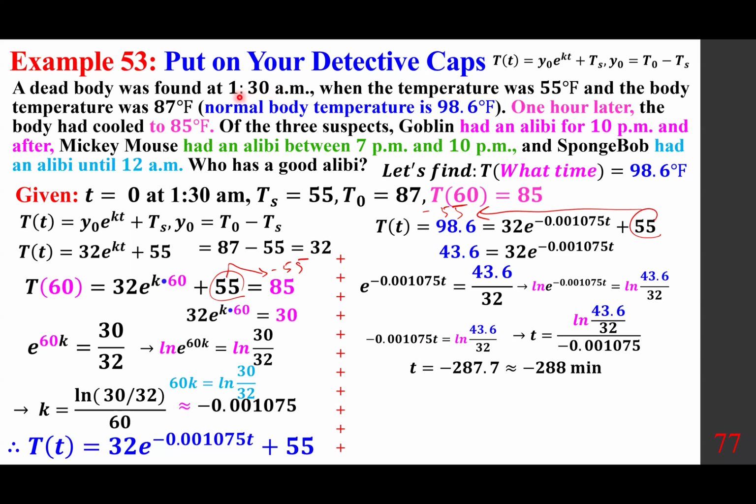the body was found at 1:30 a.m. Subtract this many minutes, so 1:30 a.m. minus 288 minutes makes it 8:42. And just to give you an idea, class, 300 minutes means 5 hours. 1:30 minus 5 hours means 8:30 p.m.